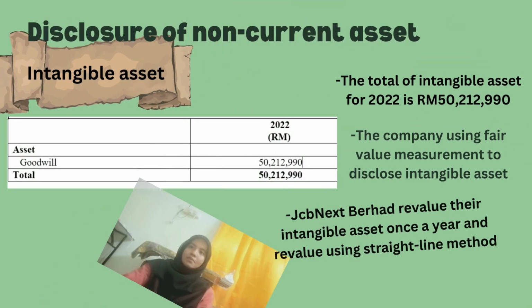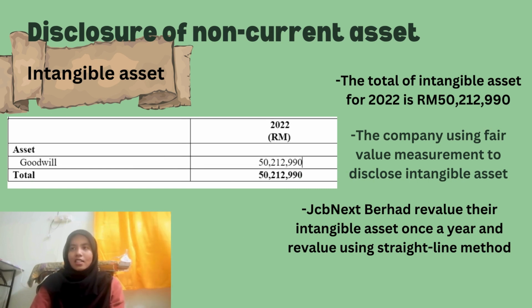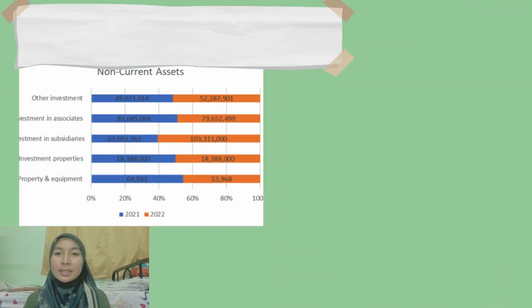Intangible asset. The item included in intangible asset is goodwill. The total of intangible asset for 2022 is RM50,212,990. The company uses fair value measurement to disclose intangible asset. JCB Nets Berhad revalues their intangible asset once a year and revalues using straight line. Next, the analytical and engaging presentation.